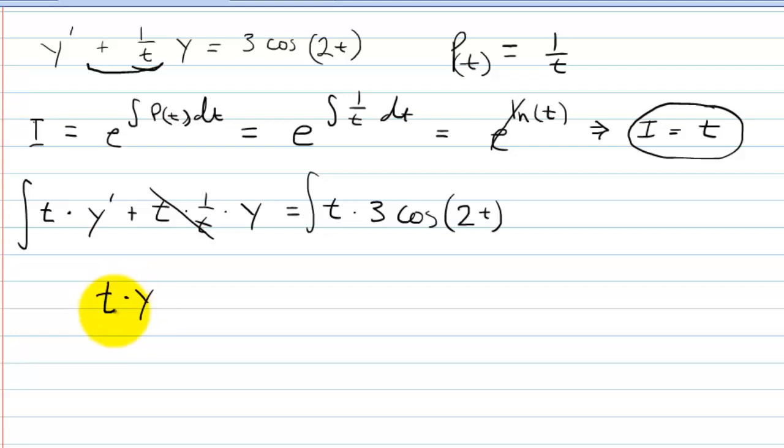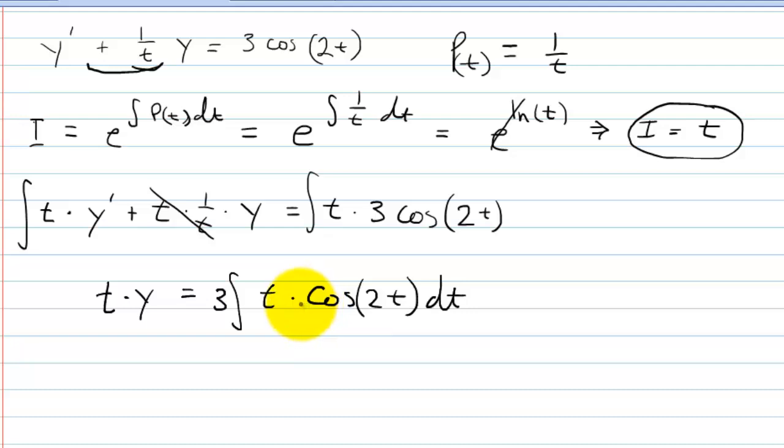If you take the derivative of this, you use the product rule. If you take the derivative with respect to y, you get t times y prime, which is this part of it. And if you do it with respect to t, you just get y, which is this part of the equation. Now this side, I'm going to rewrite it. I'm going to take the 3 and put it on the outside of the integral, times the integral of t cosine 2t.